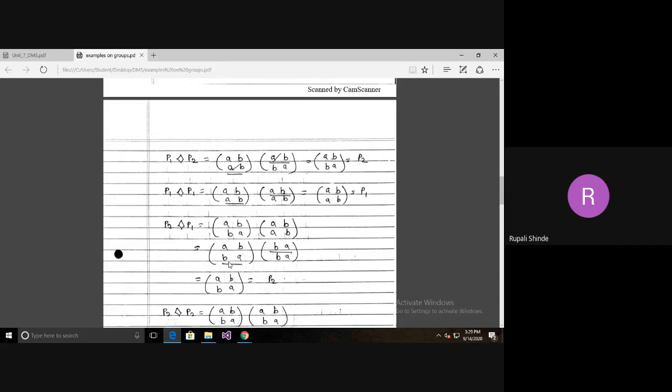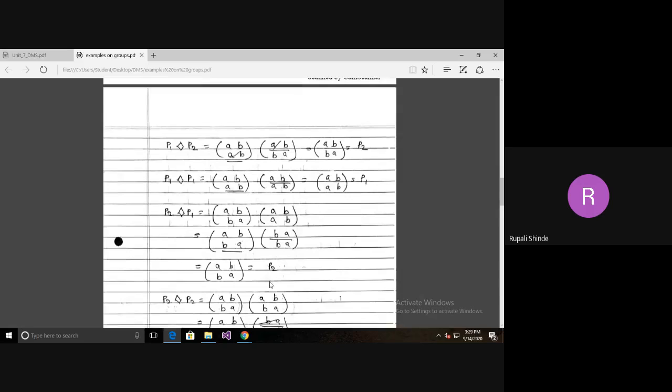Now check: the second and third elements are the same. That's why we can cancel them. And after cancellation, what will we get? ABBA, and that is the value for permutation P2.